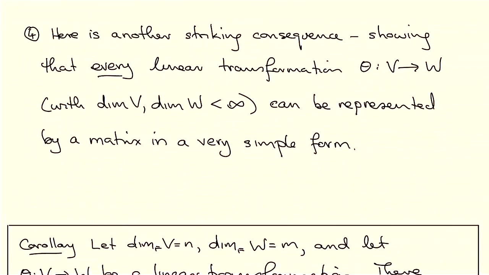One last thing, I've still got some minutes. There's one other quite striking consequence, I would say. It says that any linear transformation from vector space V to vector space W, you can pick bases in V and W such that your matrix for theta with respect to these choices of bases is super, super simple, as simple as you could possibly imagine.